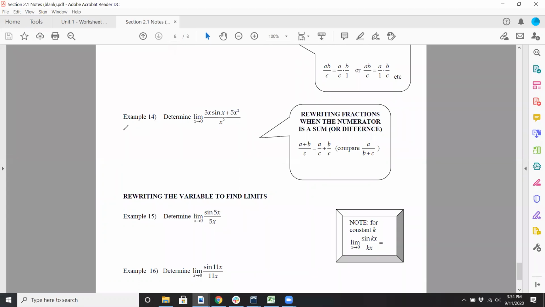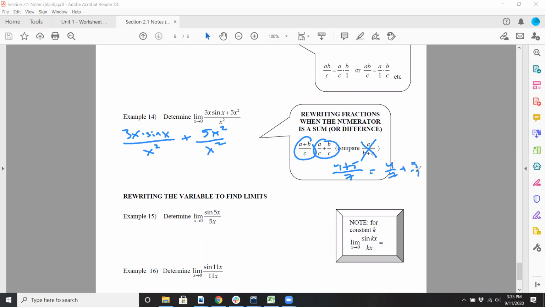We could think of this as 3x times sine x over x squared plus 5x squared over x squared. So you can break up the fractions, just like we see over here. Totally legit thing you can do. In this case, you can't really do any breaking up. But like, for example, if I had 4 plus 5 over 7, that's the same thing as 4 sevenths plus 5 sevenths, right? So that's exactly what I'm doing here. And of course, I'm taking the limit as x approaches 0 of all this.